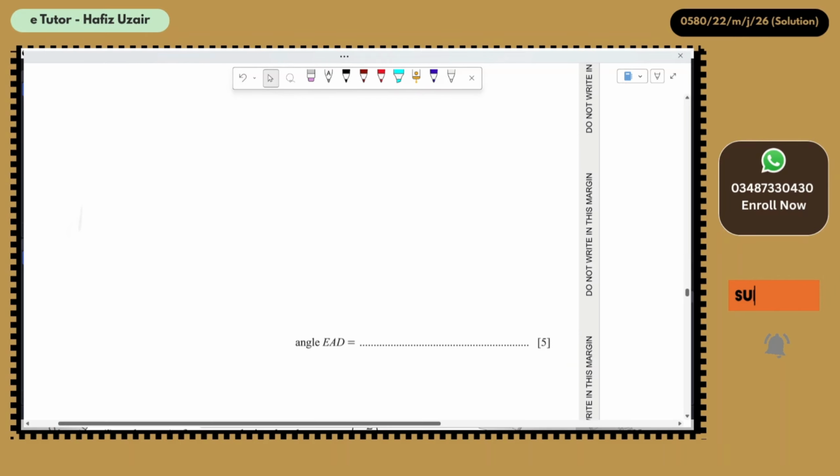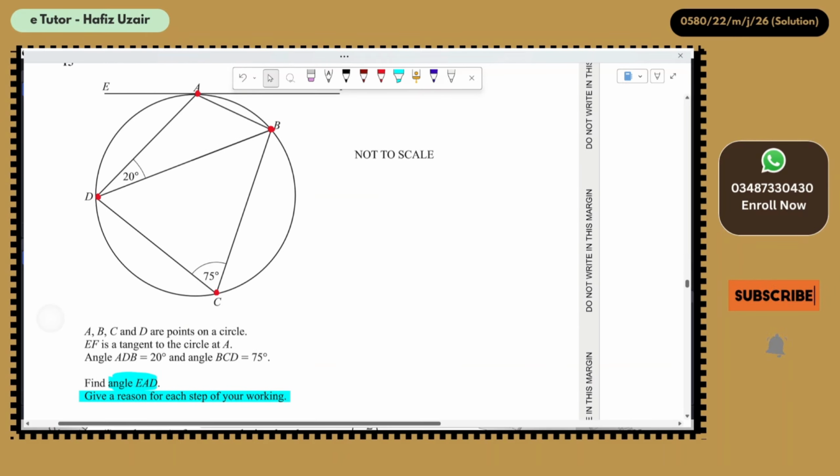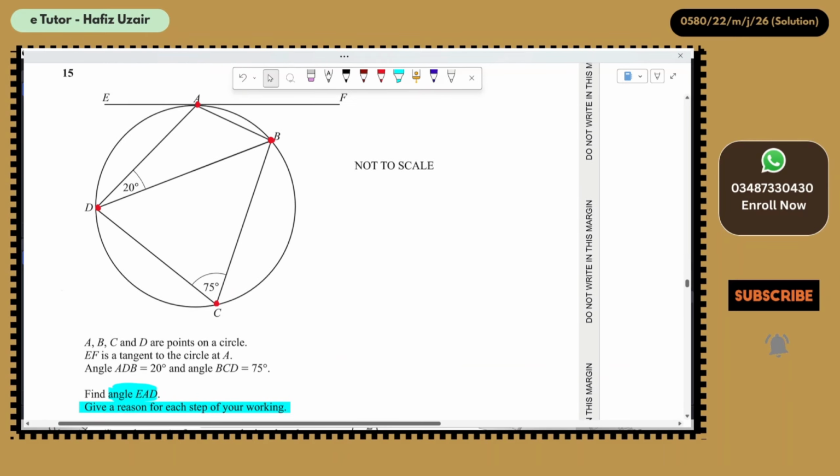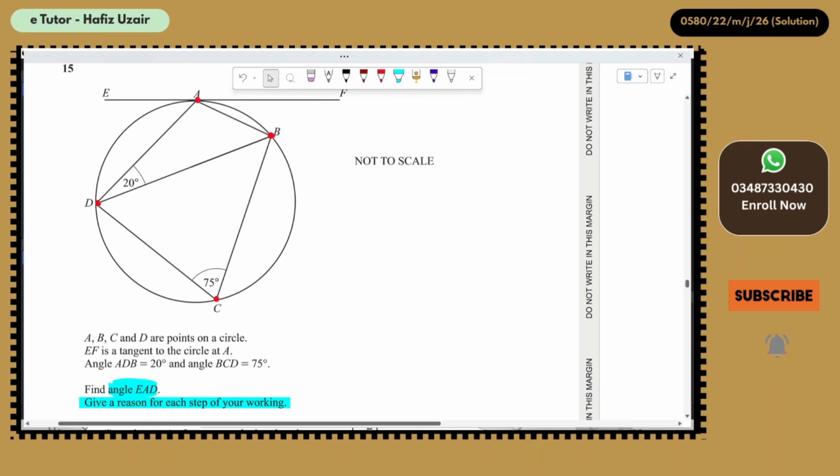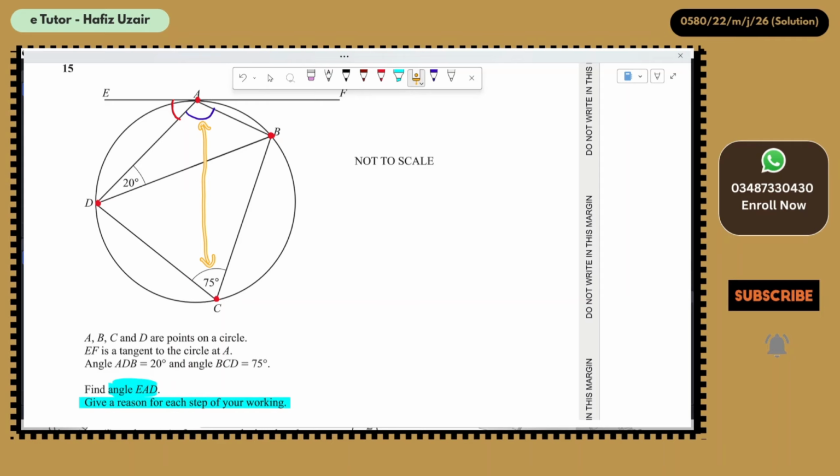And you can check that this is a 5-mark question. You need to write a reason for each and every step that you will be doing over here. So you need to find this angle EAD. This is the angle that you are required to find. Can I find this angle easily? Because these are the opposite angles of a cyclic quadrilateral.